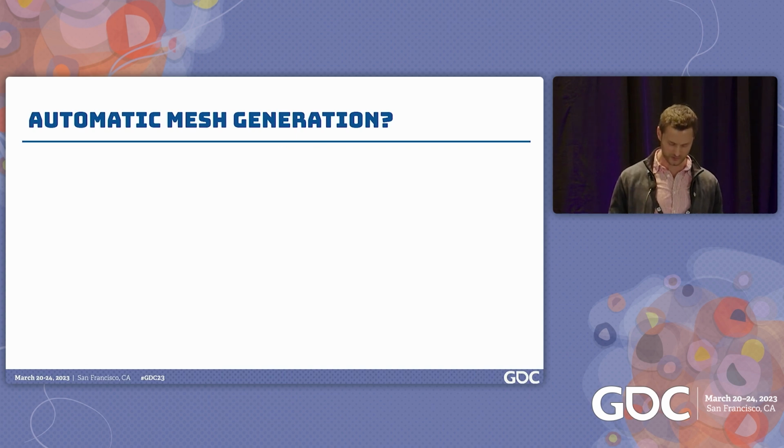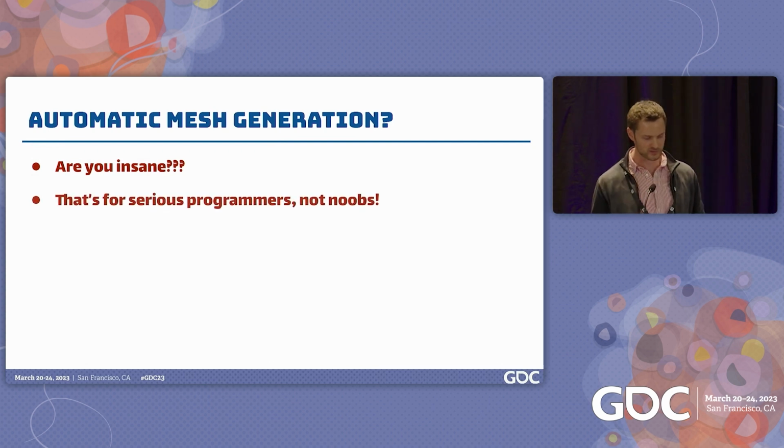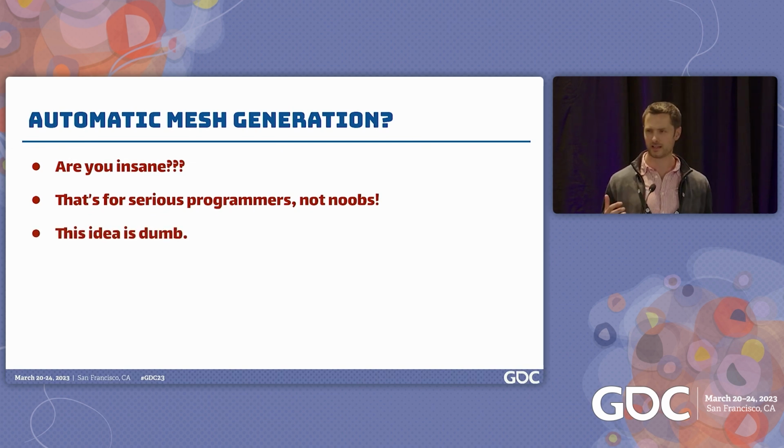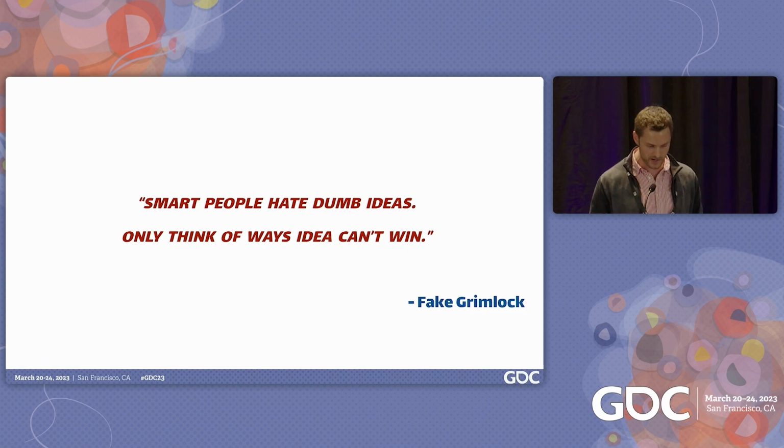Automatic mesh generation. So I started mentioning this to friends, and they were like, are you mad? What the hell? That's for serious programmers, not noobs. This idea is dumb. And I was thinking, yeah, this idea is really dumb. But then I remembered the words of that wise robot dinosaur. Smart people hate dumb ideas. Only think of ways idea can't win. And I thought, okay, let's try this.